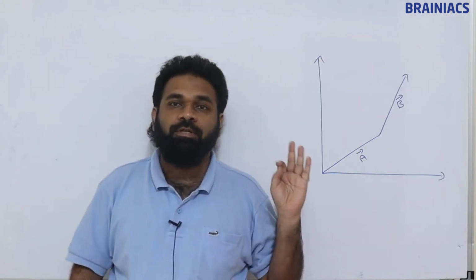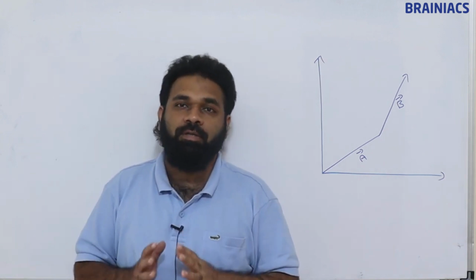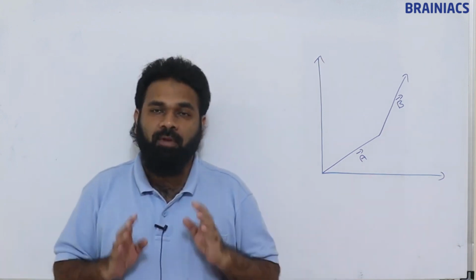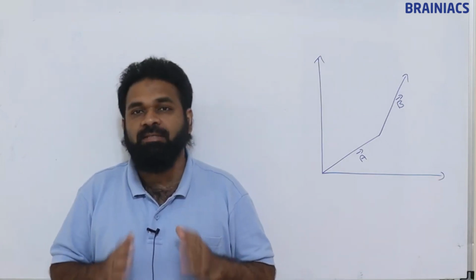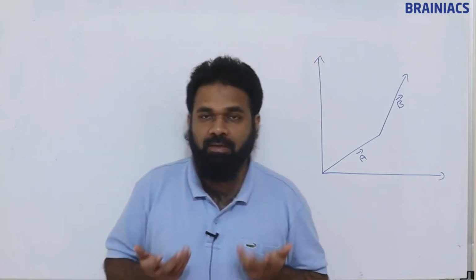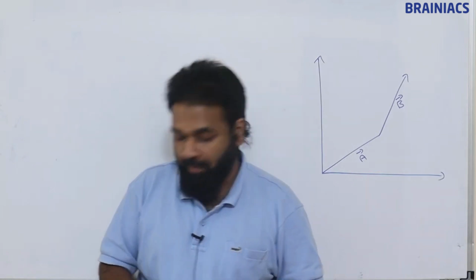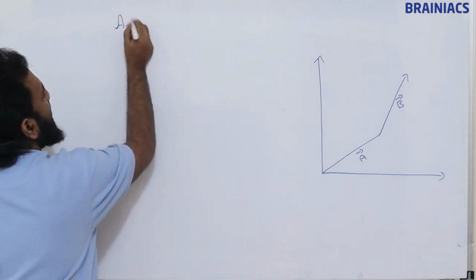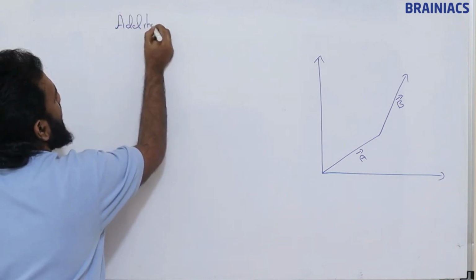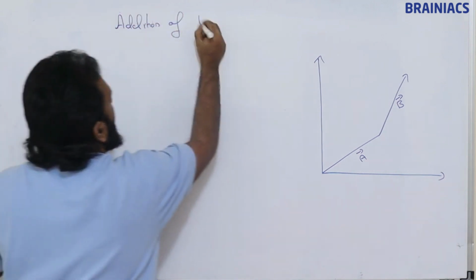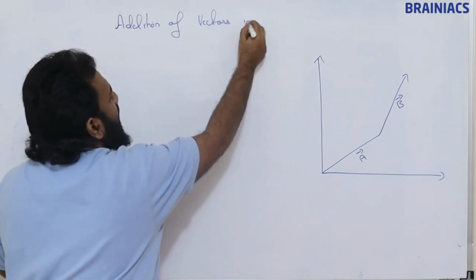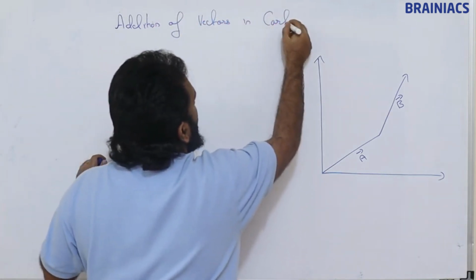Now we will see addition of vectors in Cartesian form. Cartesian form is nothing but a vector that is written in the form of i, j, k. Cartesian coordinates are nothing but x, y, z. So addition of vectors, how to add vectors? Addition of vectors in Cartesian form.